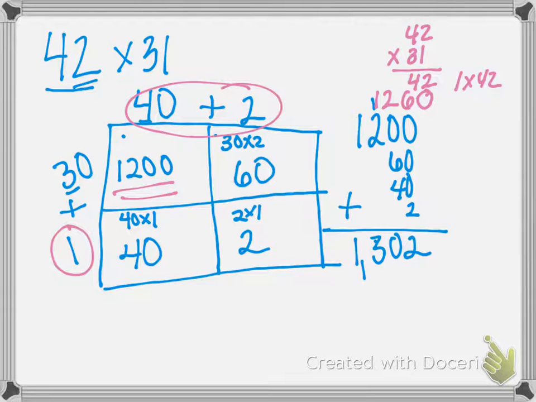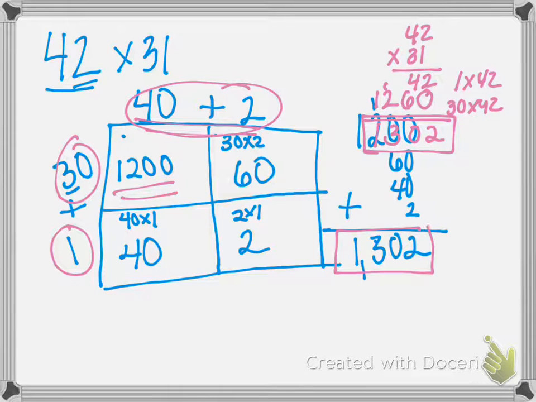And so then we would just add those. So that right there is our 30 times 42. And then if we were to add those up, I'm just going to write over this last problem there. 3 and 1, 1,302. We can also check our work here.